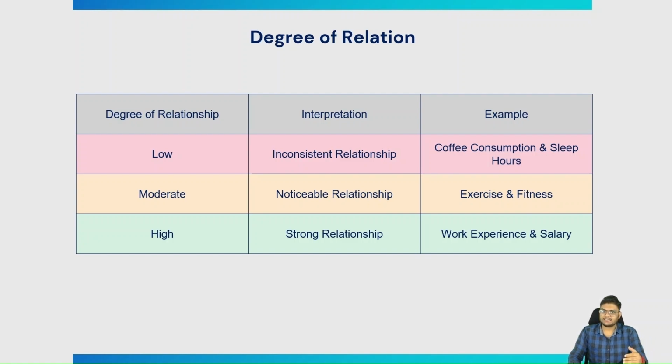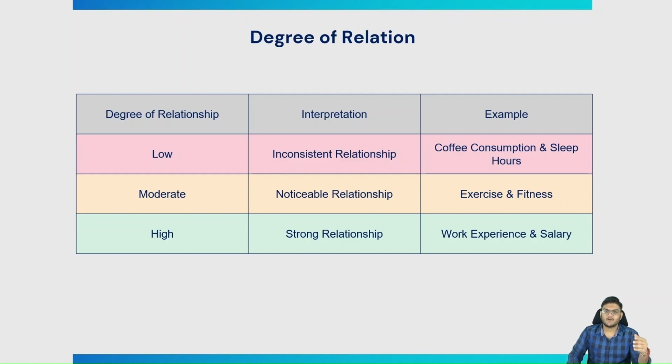The first one is low degree. When the degree of relationship is low, then there is an inconsistent relationship between two variables. Here, the effect of one variable over the other is very less or negligible. For example, amount of coffee consumed and the hours of sleep. The coffee consumption has very less effect on sleep.